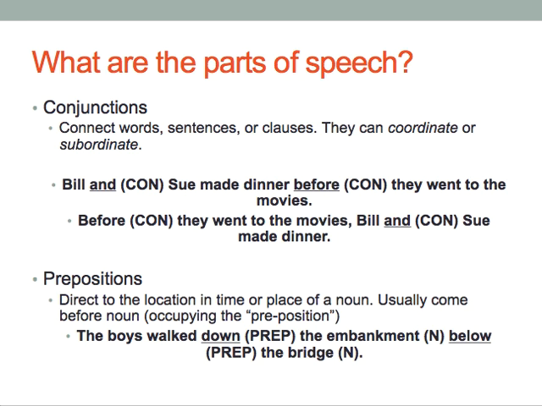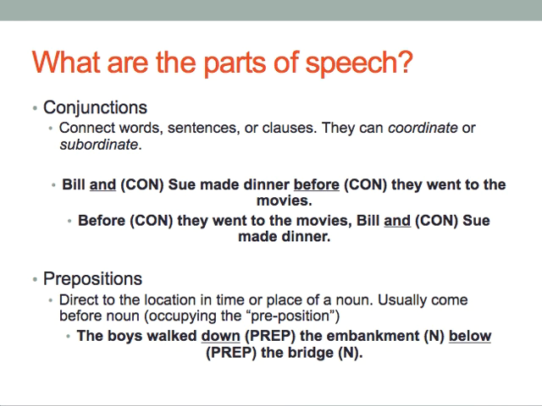What's happened is before has become what's called a subordinating conjunction and made that phrase a dependent clause. Before they went to the movies, comma, cannot stand on its own. Whereas Bill and Sue made dinner is an independent clause. It can stand on its own as a sentence. We'll cover that in another lesson.